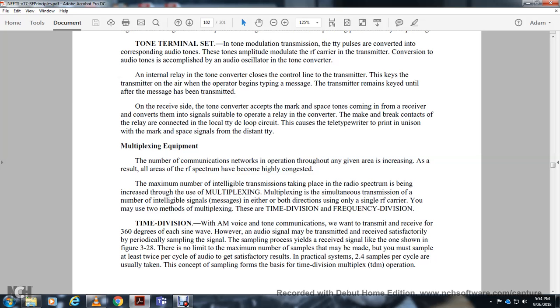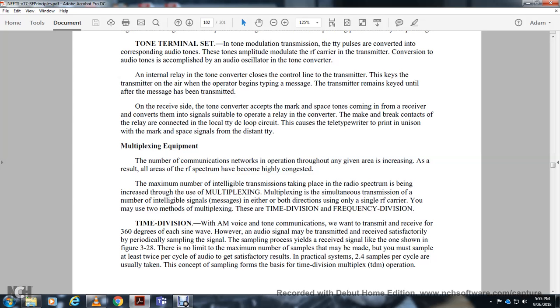You can use only a single radio frequency to carry the two methods of multiplexing: time division and frequency division. Time division. With an AM voice or tone communication, we want to transmit and receive at 360 degrees each in the same way. However, the audio signal may be transmitted and received satisfactorily by periodically sampling the signal. The sample process yields a received signal like the one shown in figure 3-28.